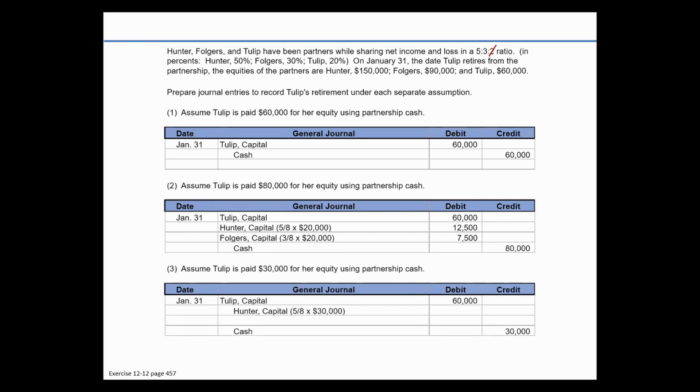And then we would have to go ahead and credit Hunter. Again, 5/8 multiplied by 30,000 is 18,750 for Hunter. And then for Folgers would be 3/8. So 3/8 multiplied by 30,000 is going to be a credit of 11,250, because we're now going to add to the capital balance of the remaining partners.